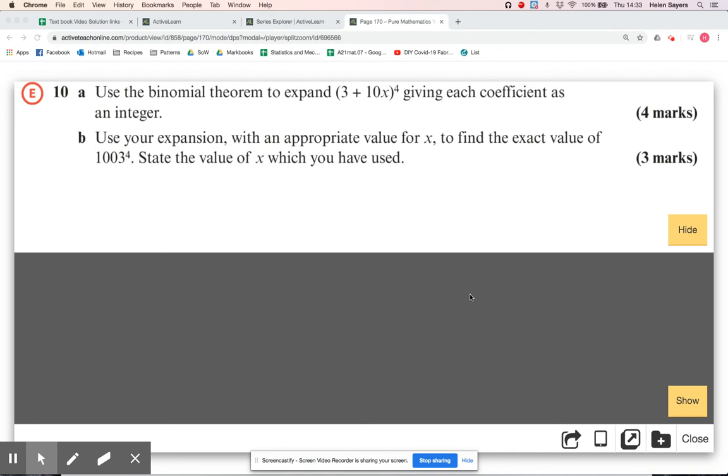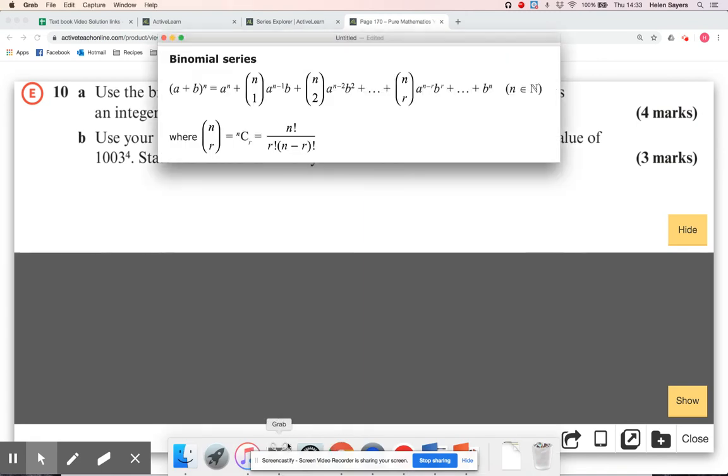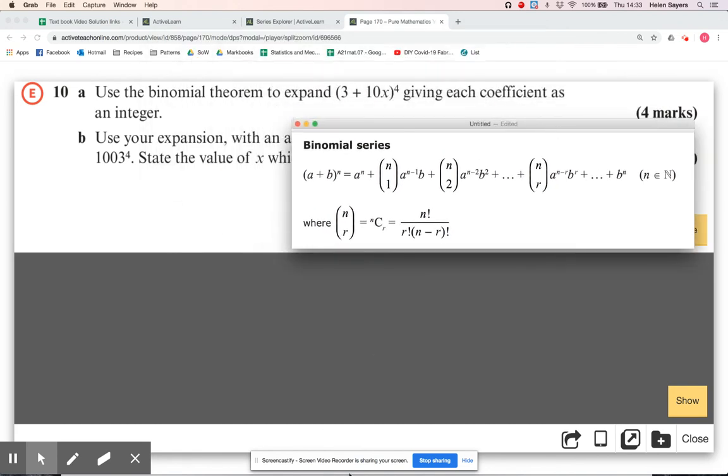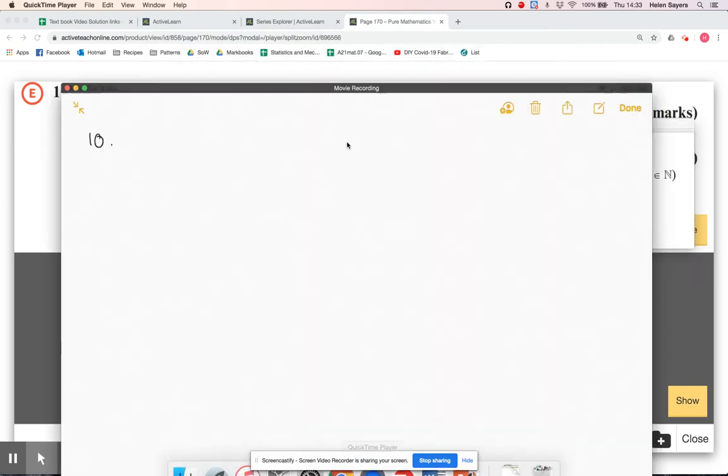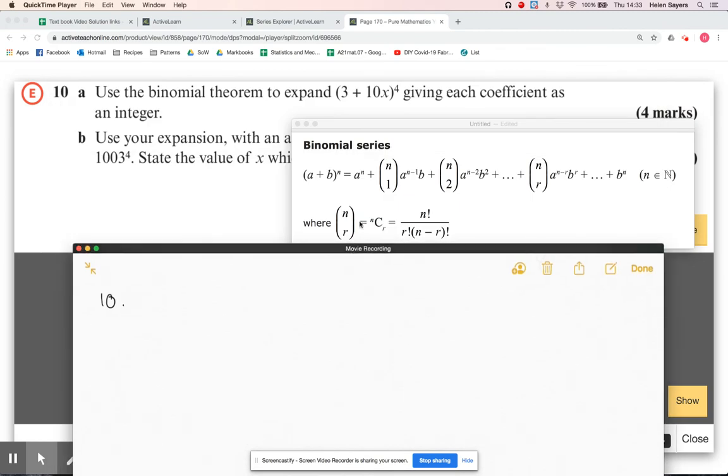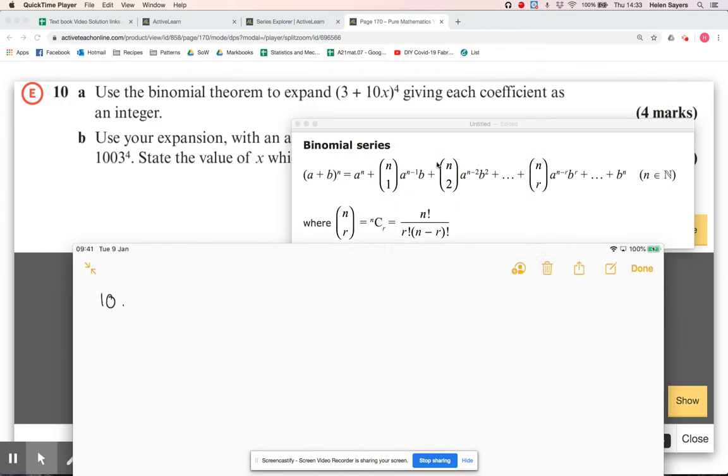Okay, we're looking at mixed exercise 8 from the first year core textbook. So we're on binomial expansion, and question 10 is an exam question. So you are given the binomial formula, and let's get my notebook up. Okay, so you are given this on the formula sheet. Obviously, you still need to be very familiar with it and know how to use it.